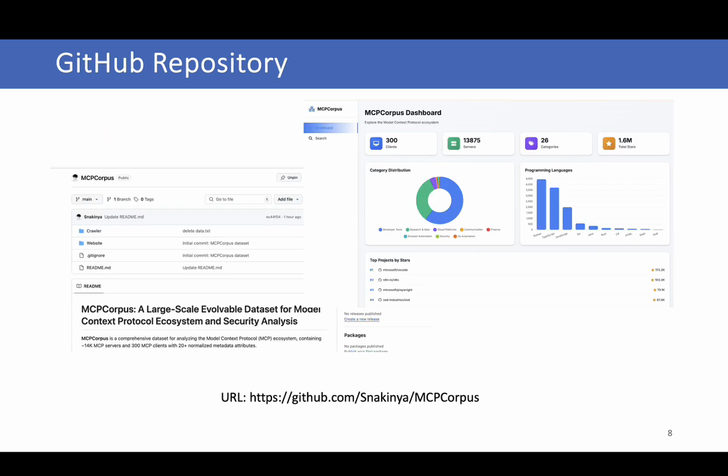MCP Corpus is open source and available on GitHub. We provide utility scripts for updating the dataset, syncing metadata, and exploring artifacts via a lightweight search interface. This makes it easy for researchers and developers to work with the data without worrying about crawling, normalization, or maintenance.